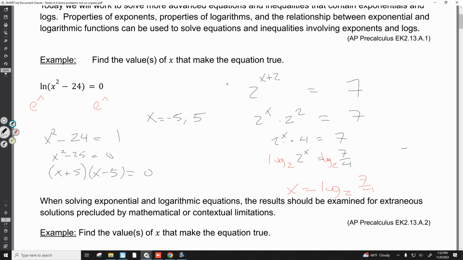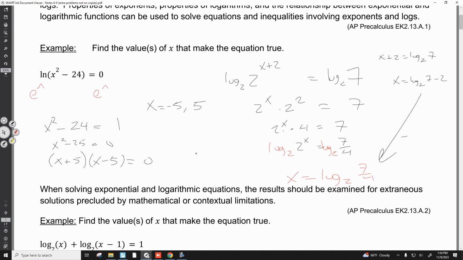If I log base 2 from the start, I'd get x plus 2 equals log base 2 of 7. And I would get the answer log base 2 of 7 minus 2, which is equivalent to that. Okay? Because 2 is the same as log base 2 of 4, and subtracting log base 2 of 4 from log base 2 of 7 gives you that 7 fourths.